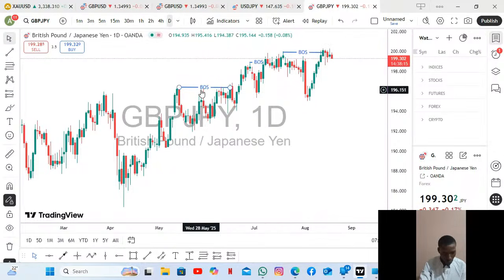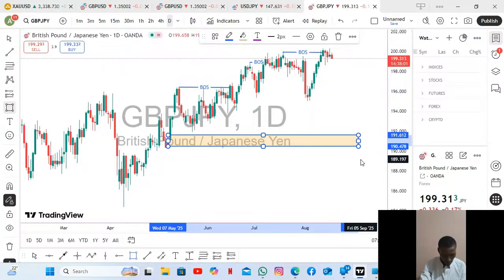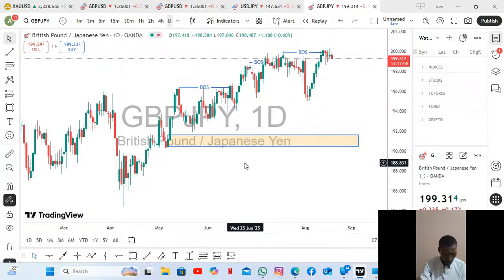You can see that from this break of structure, this is the other block we are going to consider, because the market is actually in a good uptrend. This is the other block we are going to consider. And you can see that the market has not totally covered the whole fair value gap.